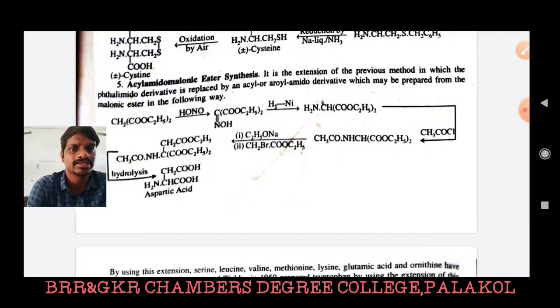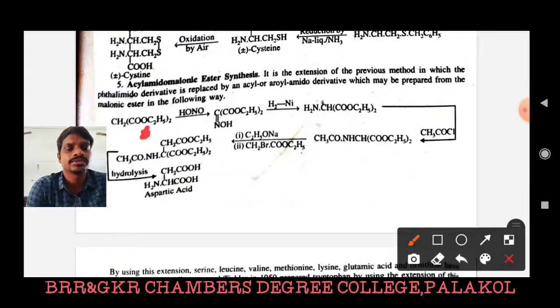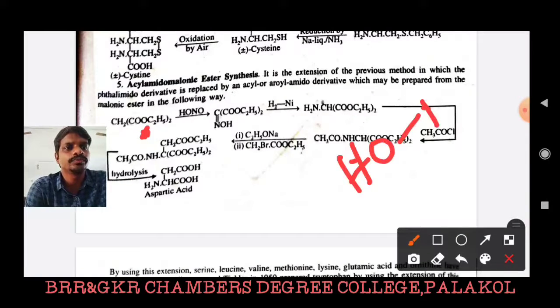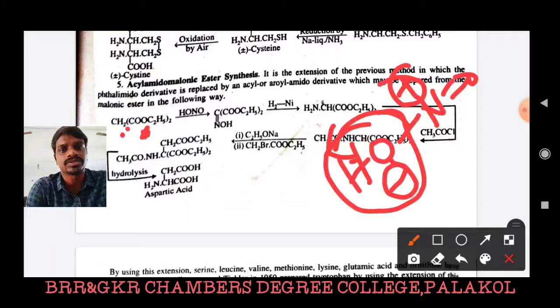Here is the mechanism. In this first step, the reactant is malonic ester. Malonic ester is reacted with nitrous acid, HNO2. HNO2 is HO-N double bonded O, so that the single bond is migrated towards oxygen. That means oxygen gets negative charge and nitrogen gets positive charge. Now the negatively charged OH group abstracts the proton from the CH2 group and it is converted into a carbanion.